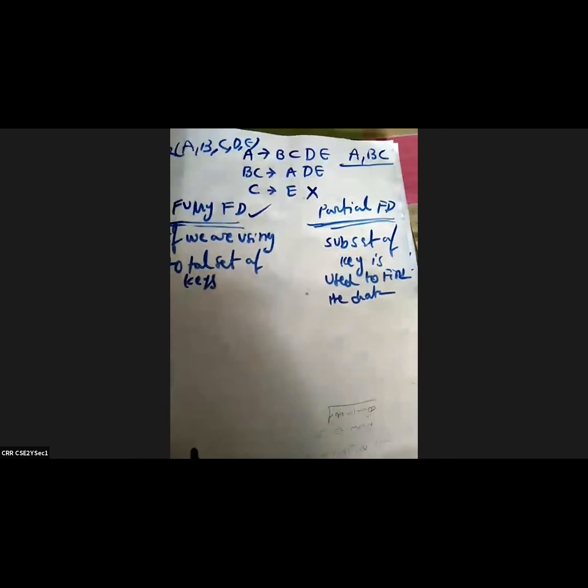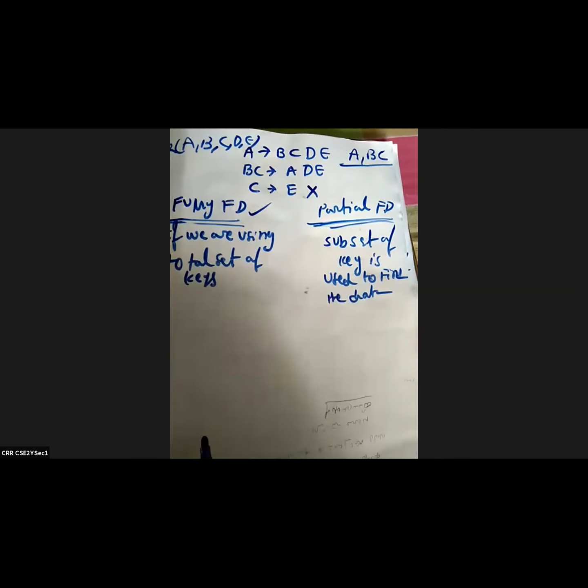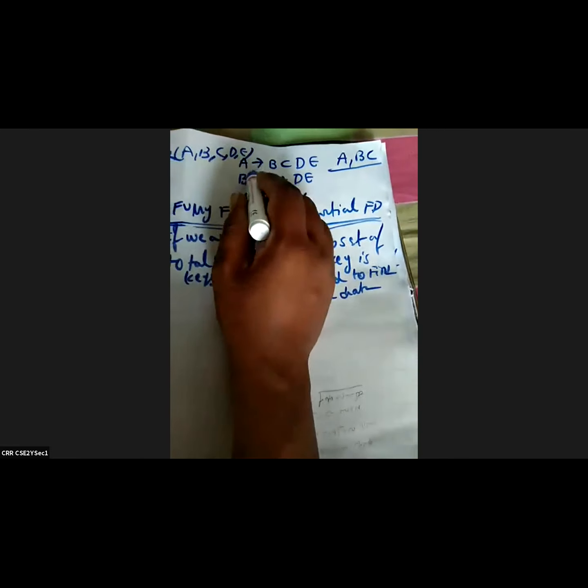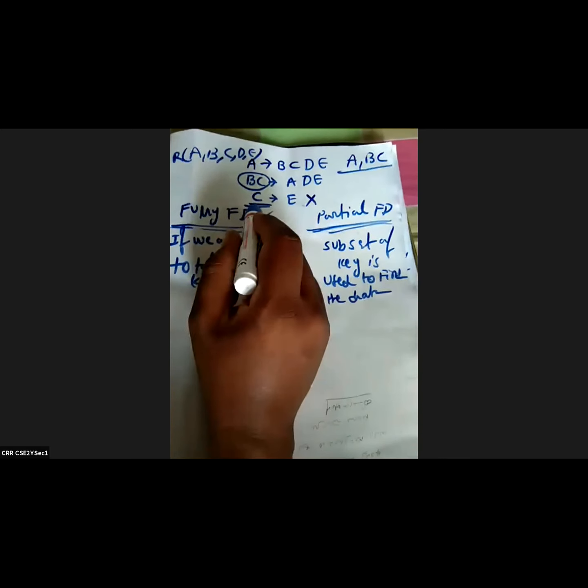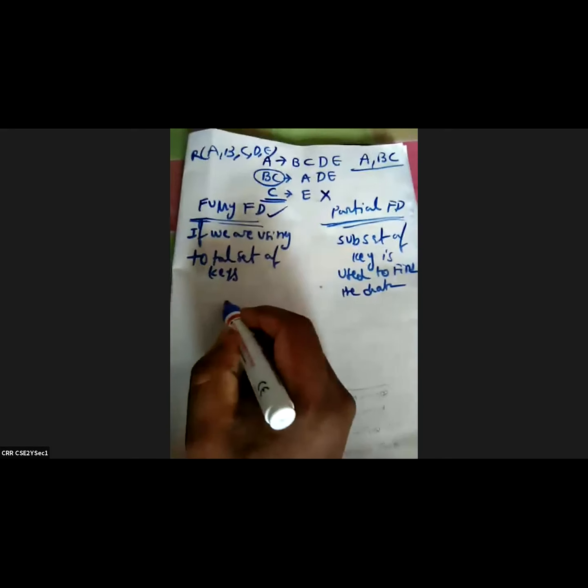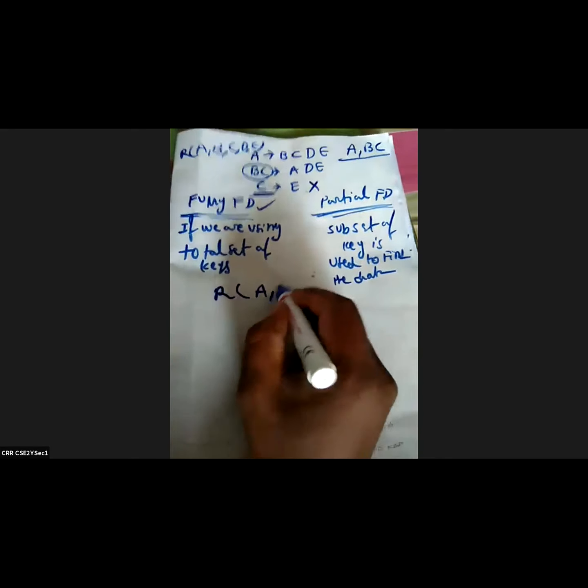Why? Because here we mentioned the keys are A and BC. These are the keys. Am I right or not? A, comma BC are the keys, but C is part of the key. Actually BC is the key, but here we are using only C, which is part of the key. That's why the table R of A, B, C, D, E can be divided into two parts: one is R1 and another one is R2.